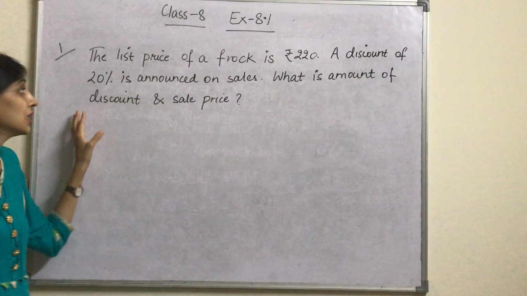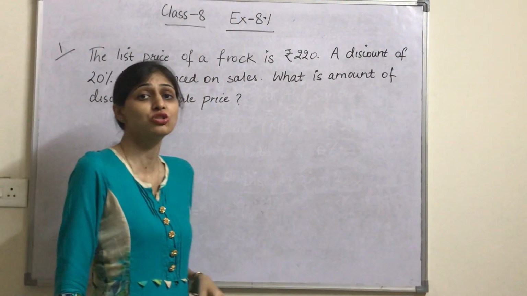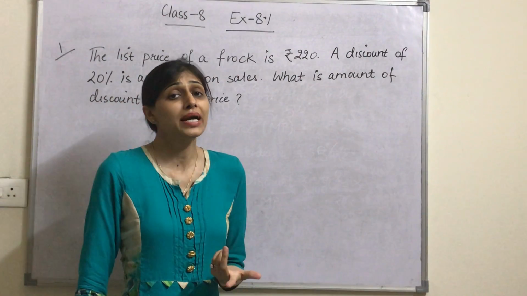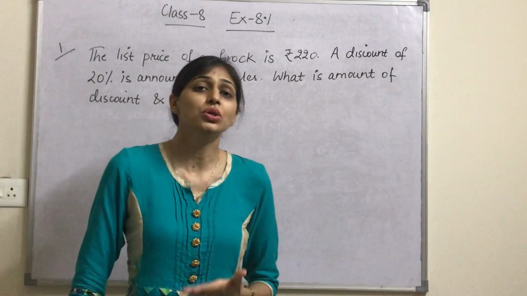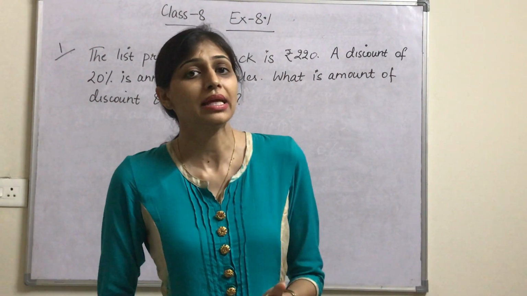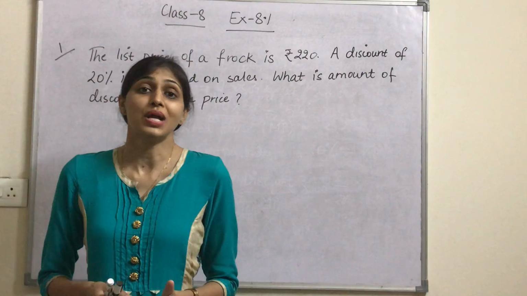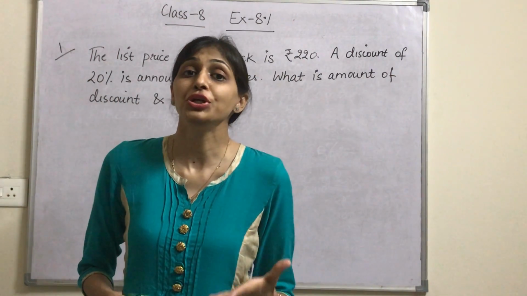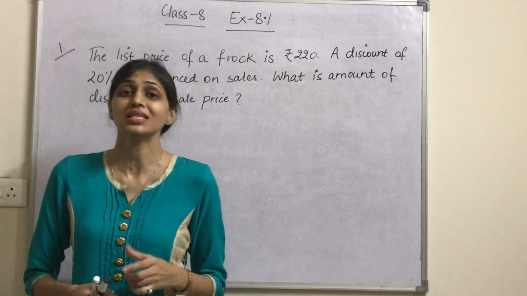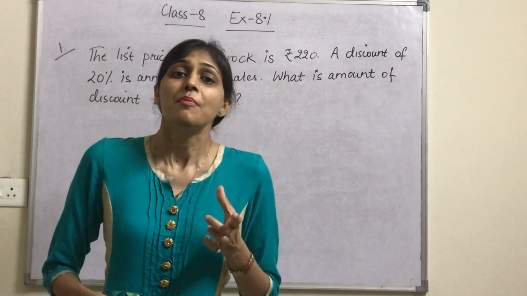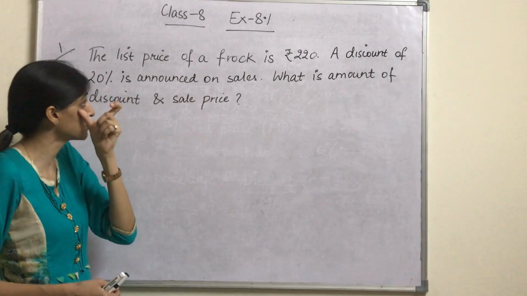You are given the list price of a frog is rupees 220. What do you mean by the list price? List price is the marked price. When you go to the market to buy something, the price written on the tag is the list price. The price given to you by the shopkeeper that is written on the tag is the list price, which is also known as the marked price. So this is your marked price, or you can say list price.